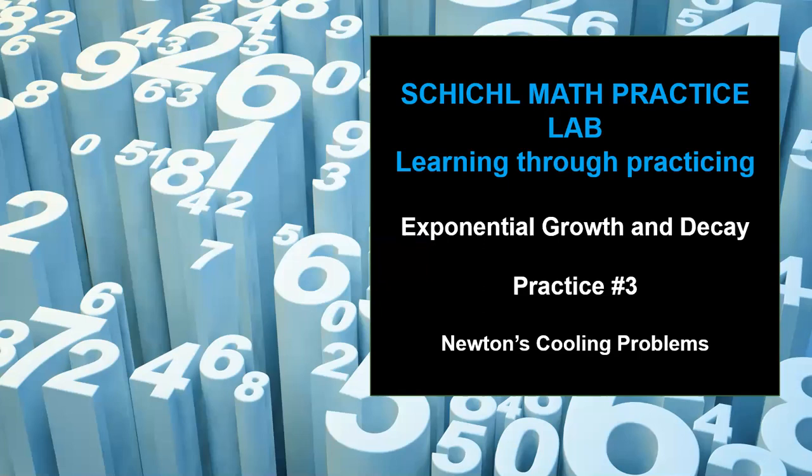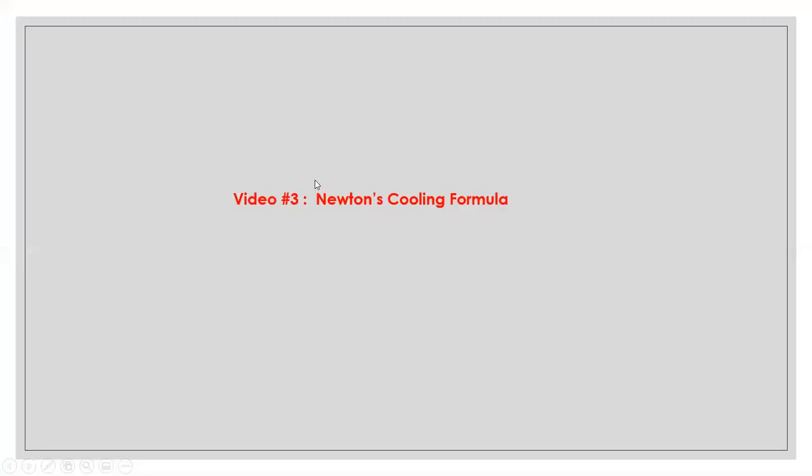And we are in the unit of exponential growth and decay. This is our practice set number 3. And in this practice set, we're going to take a look at some very interesting problems about using the exponential growth and decay formula. So we're going to take a look at Newton's cooling problems here and how to solve this kind of problem. Okay, so that's our video number 3.